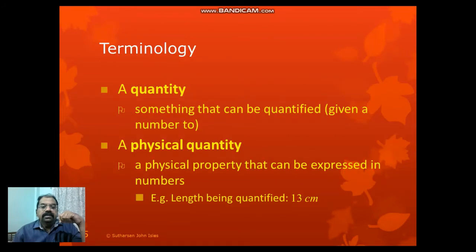Next is a quantity, something that can be quantified, given a number to. I have 2 chocolates, I have 2 pens, there are 4 apples. So that number, that quantity. Now when you talk about a physical quantity, the physical property that can be expressed in numbers, for example, length being quantified. Length being quantified means, suppose I say 13 centimeter, that 13 is the quantified, the length is quantified. How much? 13 centimeter.